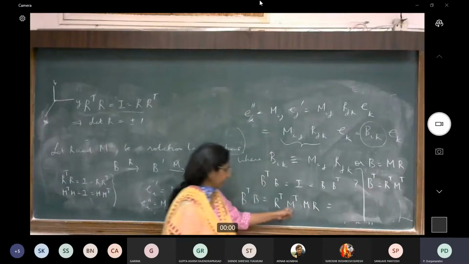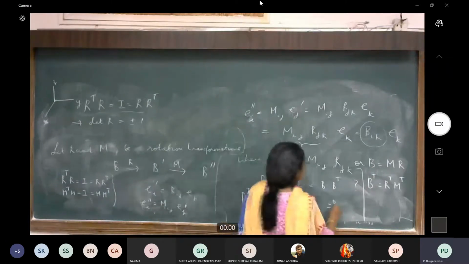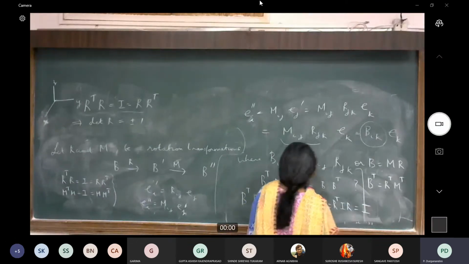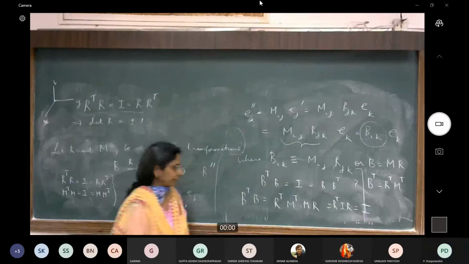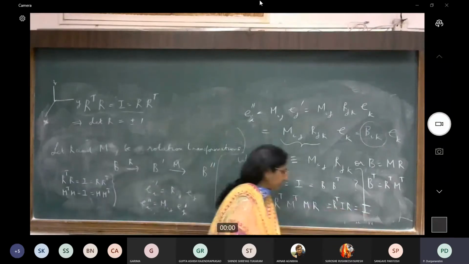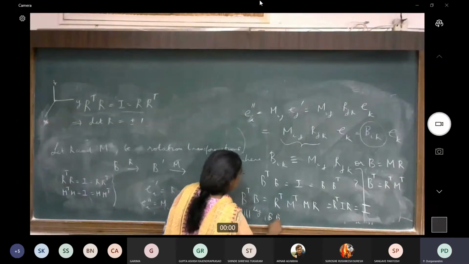But M satisfies the fact that M transpose M is identity. So I'm going to get R transpose identity R. And this you can see is nothing but identity. So therefore you find that your B transpose B satisfies that it's identity. And similarly, you can show that B B transpose is identity.